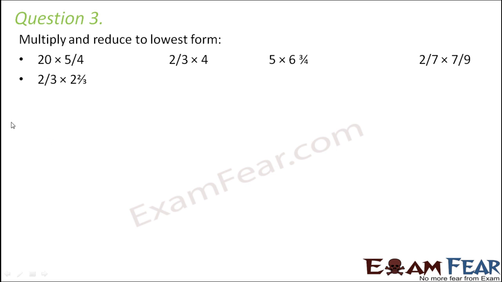So here we will have a good practice. Let us start with the first one. It is 20 multiplied by 5 by 4. So how do we multiply this? Again, numerator with numerator. So 5 into 20 is 100 divided by denominator into denominator, which is 1 into 4, that is 4. So this would be 100 by 4.